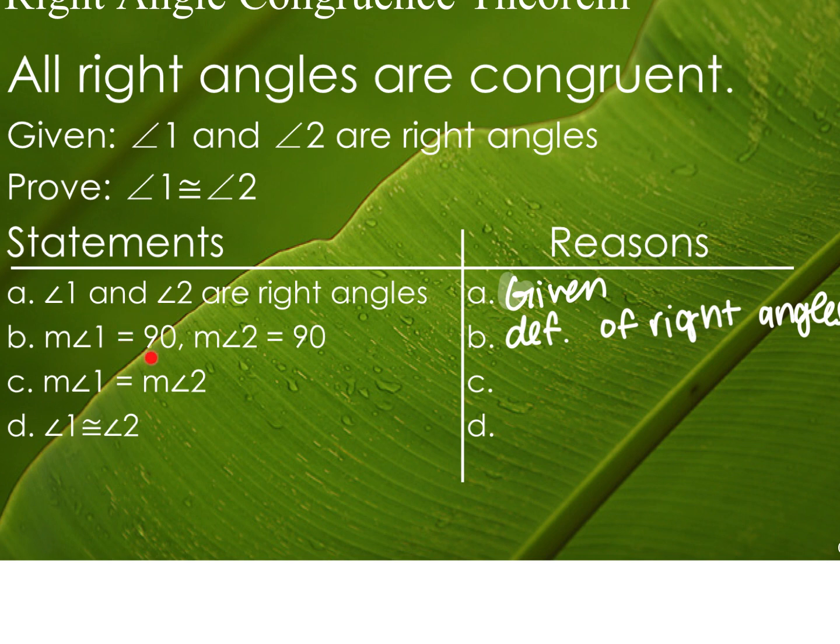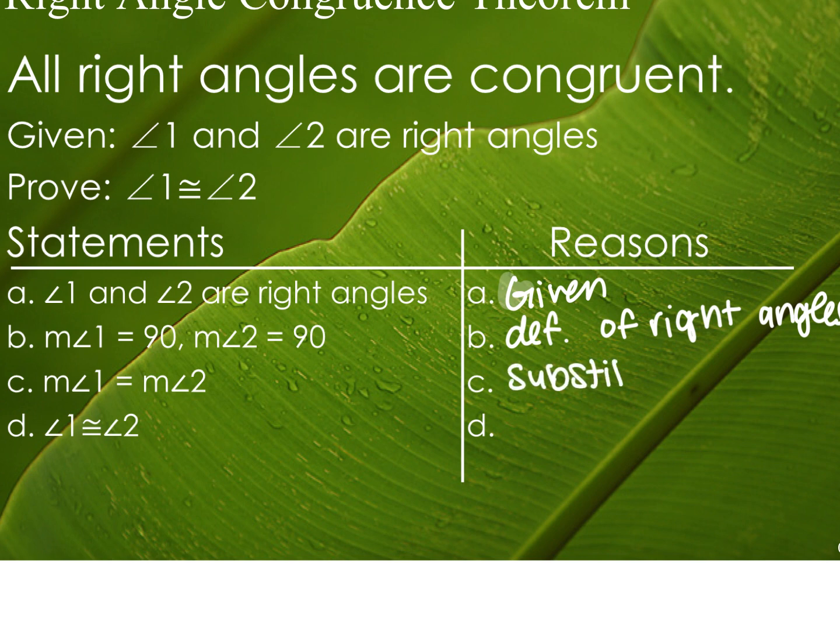I'm substituting my 90 for my measure of angle 2. Why am I substituting that? Because this equals 90 degrees. Okay, if it equals 90 degrees, I could just substitute it and plug it in. So correct. C is substitution.